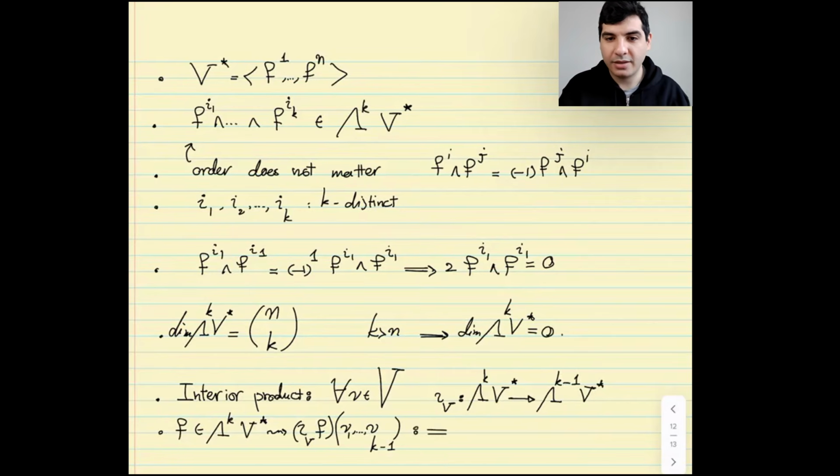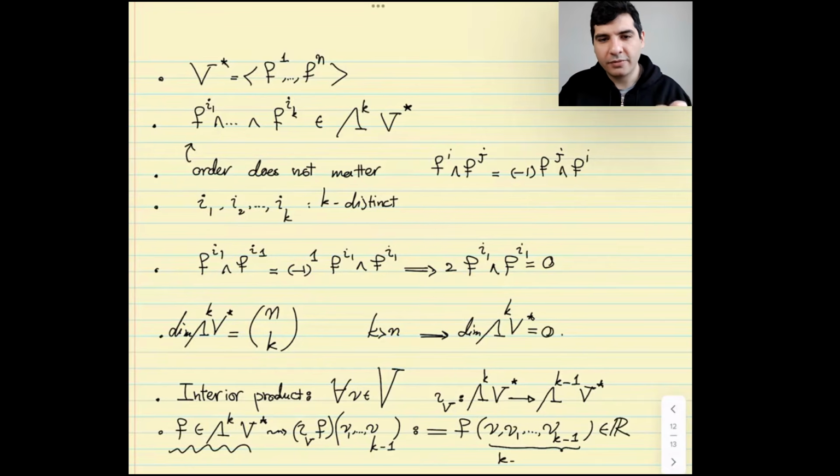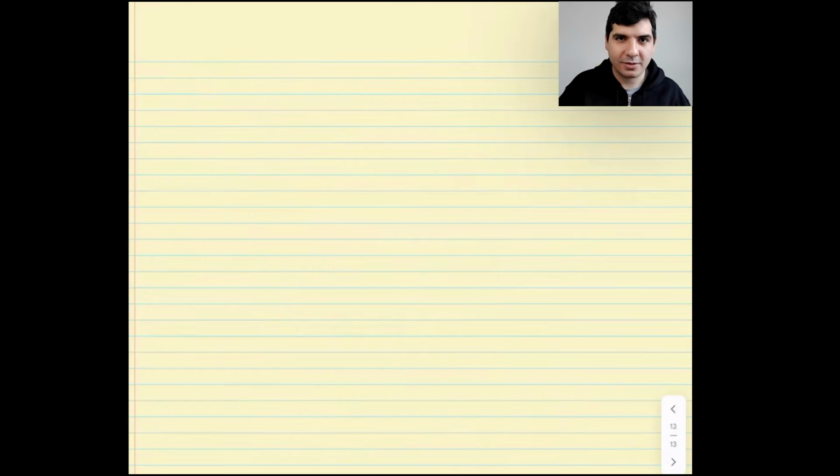I define this to be f of v, and then v1 up to vk minus 1. So there are k vectors. f is a k-form. f acting on k vectors is a real number. So you see iota v of f takes k minus 1 vectors and spits out a real number. So it's a k minus 1 form if it's alternating, and you can check that to see it is indeed the case.